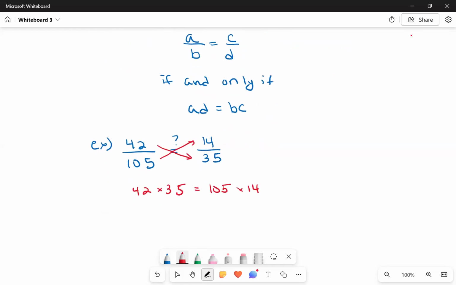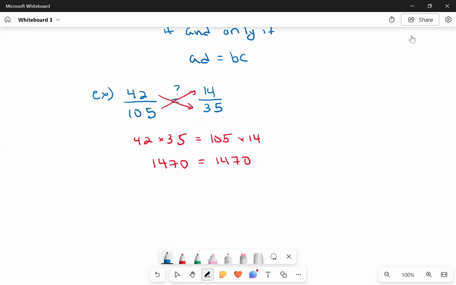So if you need to pause the video, grab your calculator. I'm going to tell you what I got. I got 1470 equals 1470. Cool. So there you go. You didn't have to reduce them. We were able to check real quick with multiplying. Okay, this does lead right into inequality of fractions.